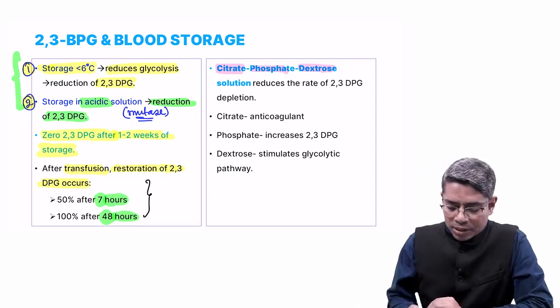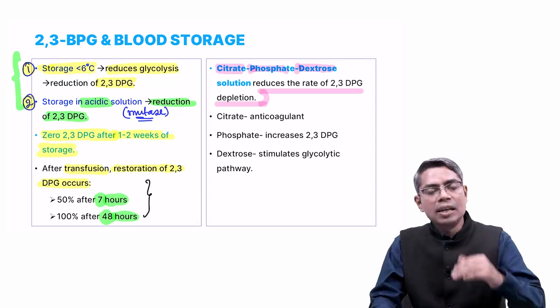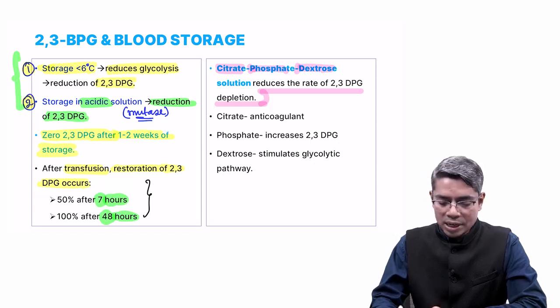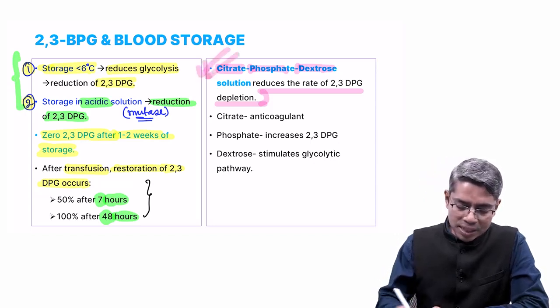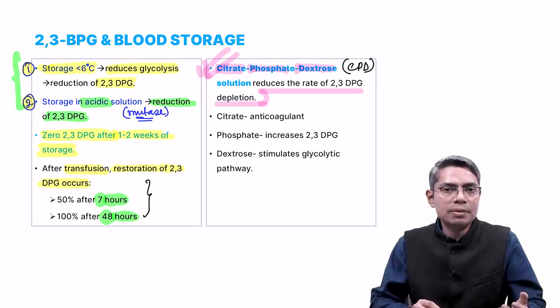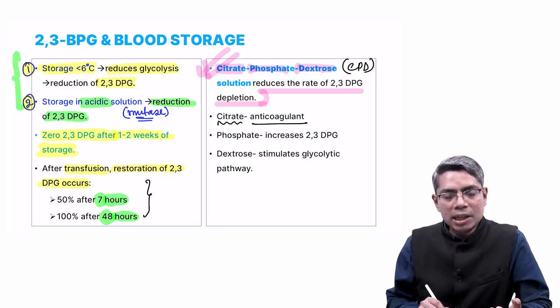So in presence of citrate phosphate dextrose solution, the 2,3-DPG reduction or depletion will be lesser in comparison to ACD, acid citrate dextrose solution. So that is the advantage of CPD solution over the ACD solution. So the CPD solution is used very commonly nowadays. The citrate of this CPD acts as an anticoagulant and buffer.